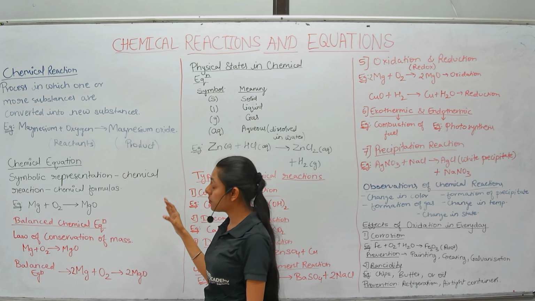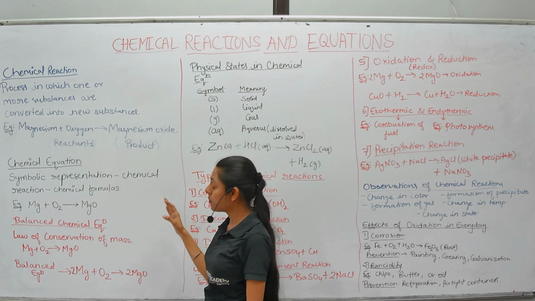The next one is reduction. Here there will be removal of oxygen and addition of hydrogen. An example is copper oxide plus hydrogen will give copper plus water. This is a type of reduction reaction. Now when both oxidation and reduction happen together, it is called a redox reaction.